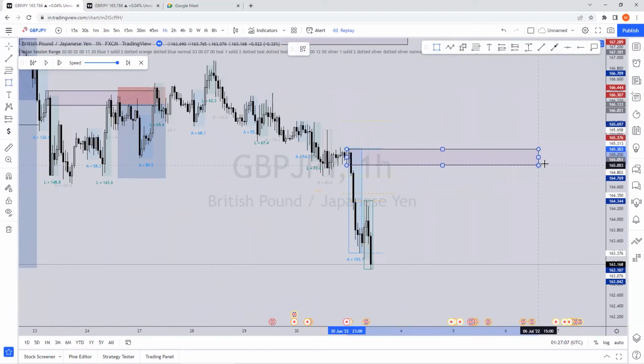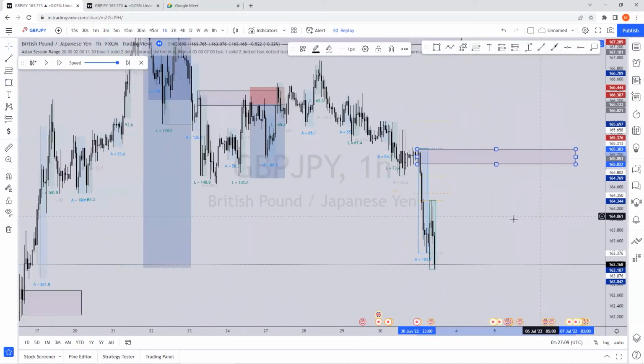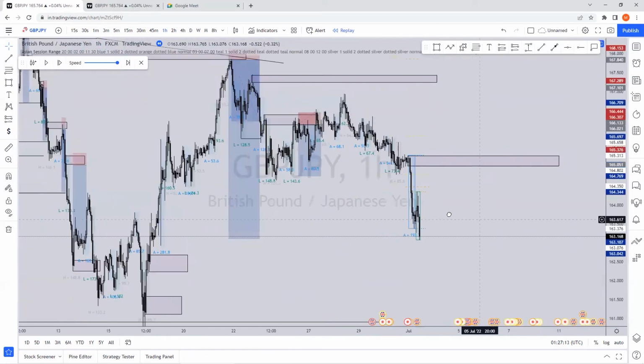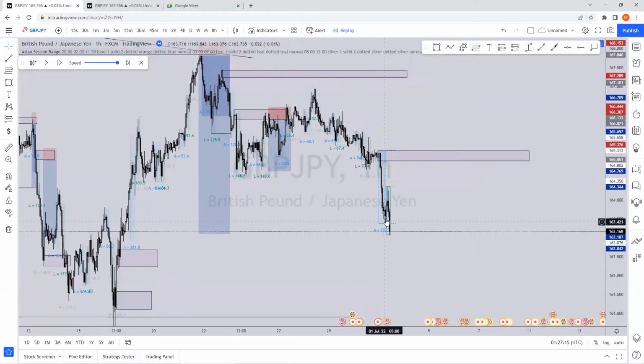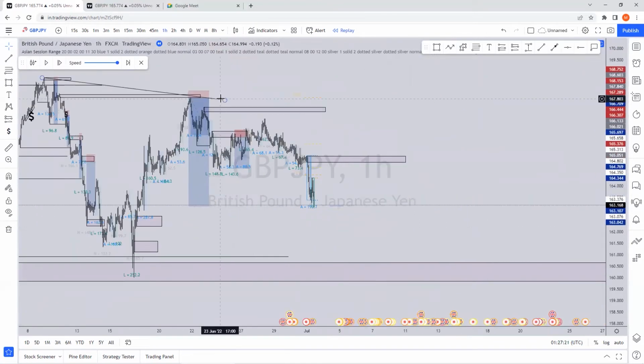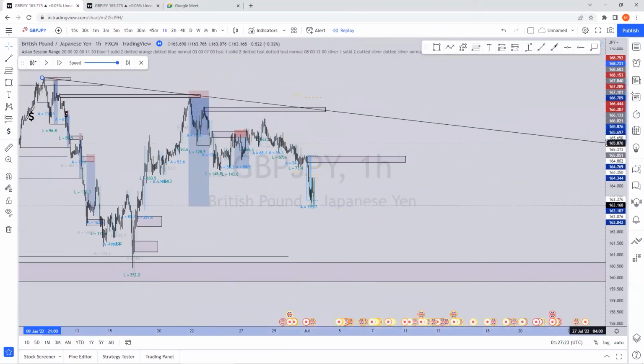So I'm interested in selling here once price gives me an entry. This was the last supply before we had a massive momentum push to the downside after a mitigation of a very good supply order flow, right? Let me just extend my trend line because it might be useful in the future.